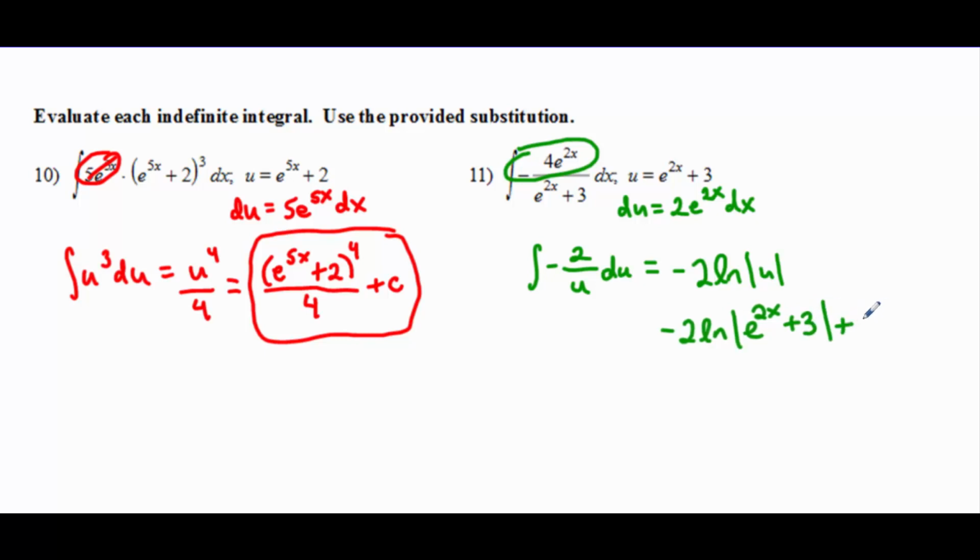Now I'm putting absolute value bars around this to be cautious, because the reason for those is you can't plug negative numbers into a natural log and get an answer.